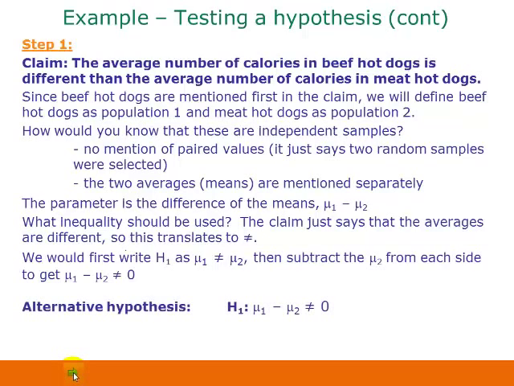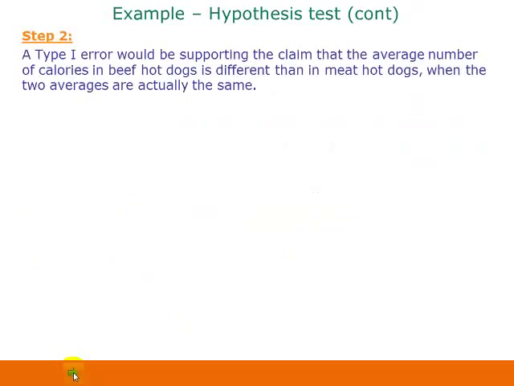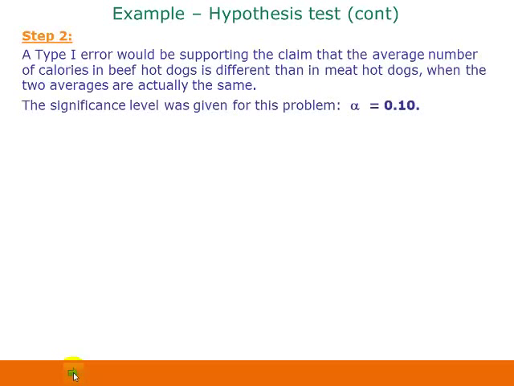Here's our alternative hypothesis, mu sub 1 minus mu sub 2 is not equal to 0. Our null hypothesis is that mu sub 1 minus mu sub 2 is equal to 0. For step 2, a type 1 error would be supporting the claim that the average number of calories in beef hot dogs is different than in meat hot dogs when the 2 averages are actually the same. The significance level in this problem was given as alpha equals 0.10.